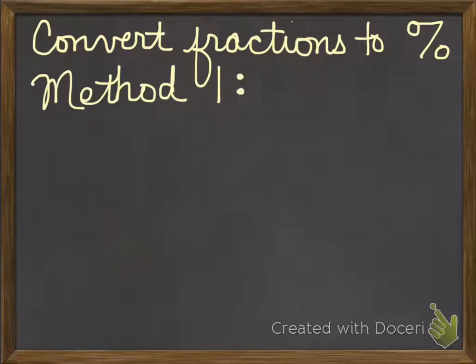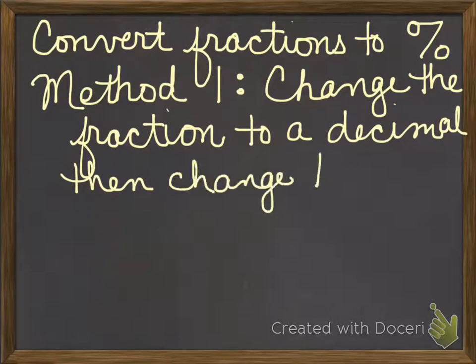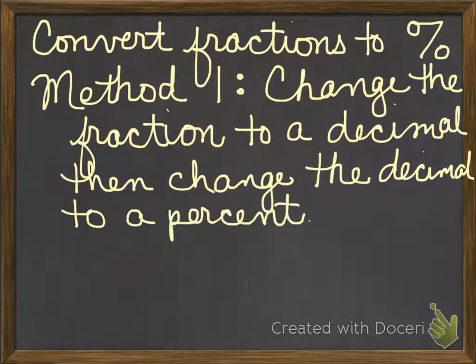Method 1, we're going to change the fraction to a decimal first, then change the decimal to a percent. This is always going to work. This is the one method that you can count on when you need to turn a fraction into a percent. So let's look at an example.